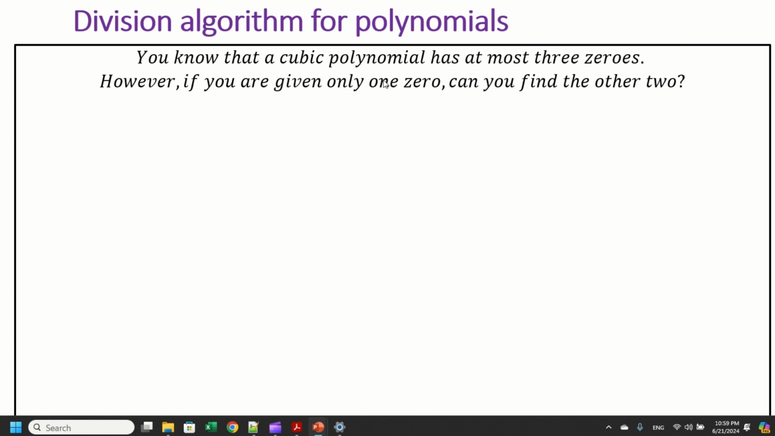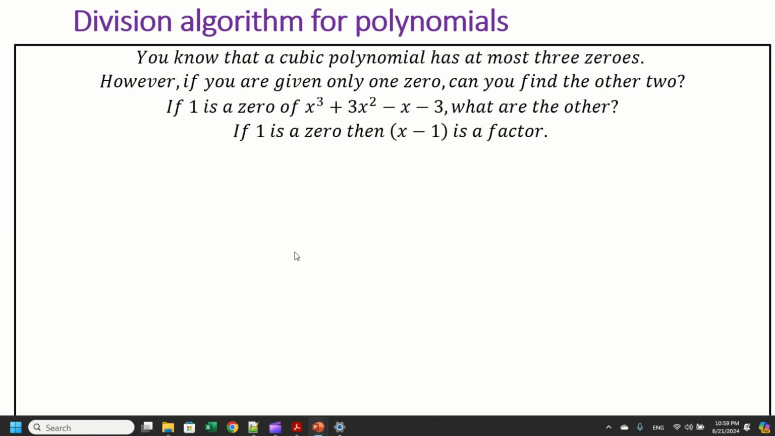Okay, next. Now let us understand the division algorithm for polynomials. This is a very important topic for polynomials. Okay, so a cubic polynomial has at most 3 zeros, that we know. However, if you are given only one zero, can you find the other two? Is it possible? Okay, so that's the question. If 1 is a zero of x cube plus 3x square minus x minus 3, then what are the others? Okay, so if 1 is a zero, then x minus 1 is a factor of this polynomial.